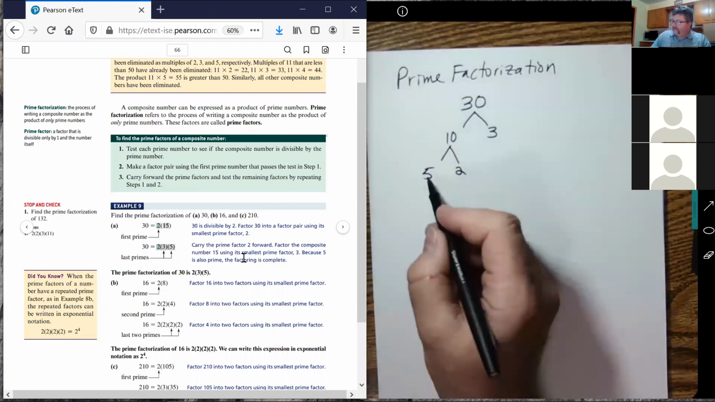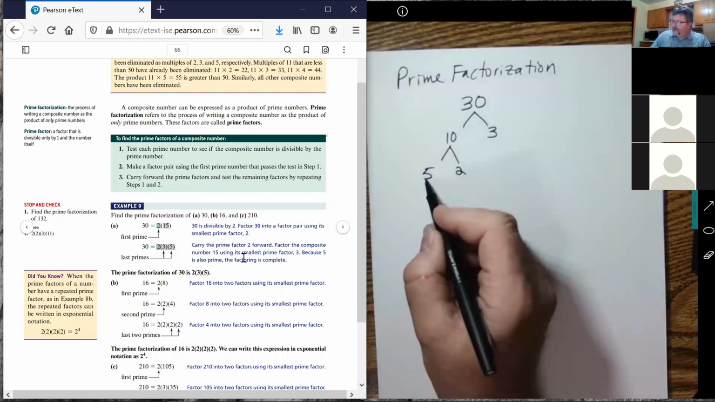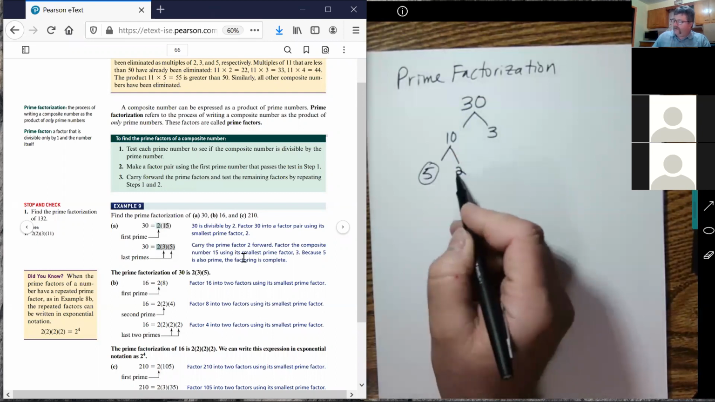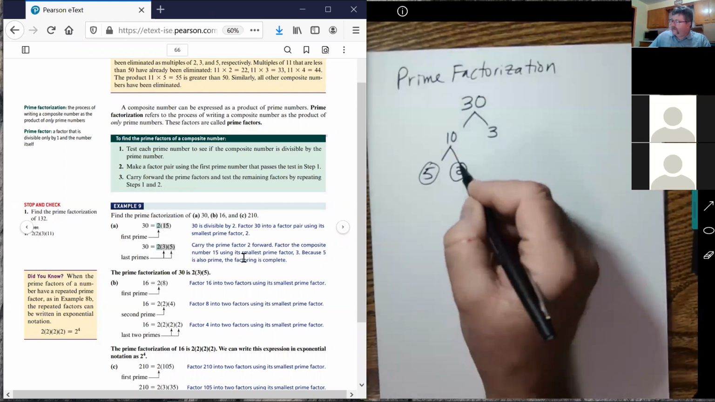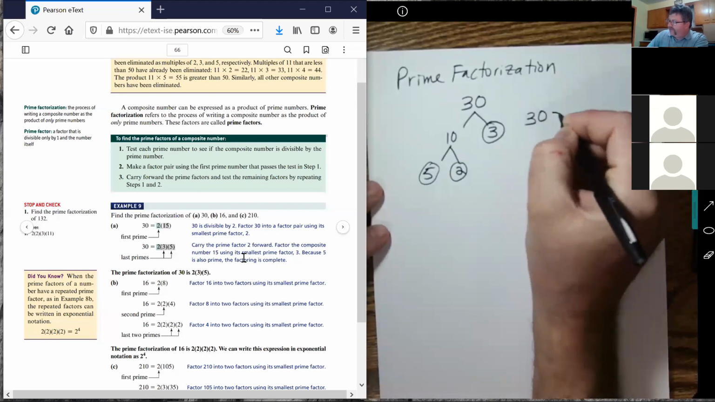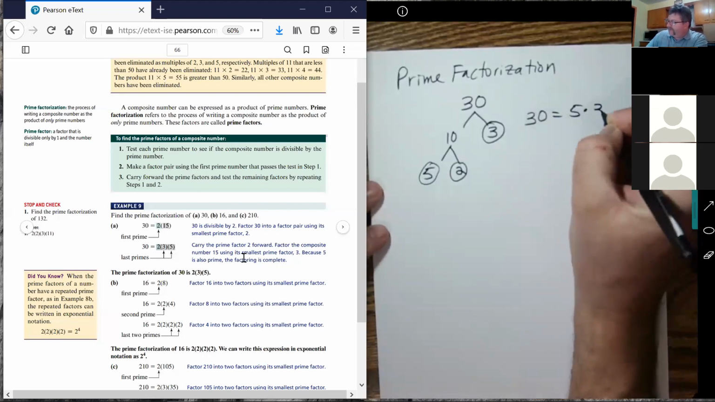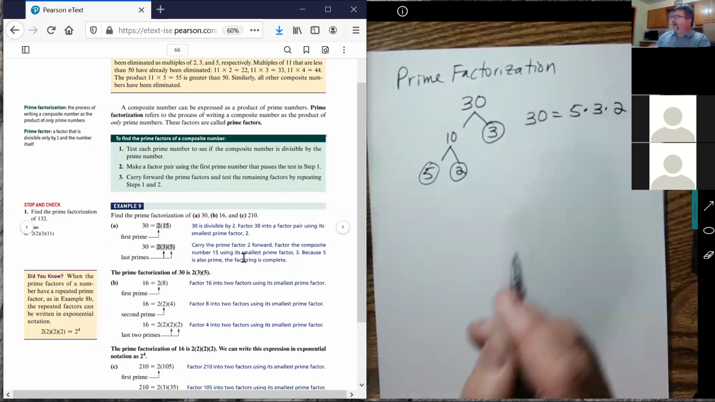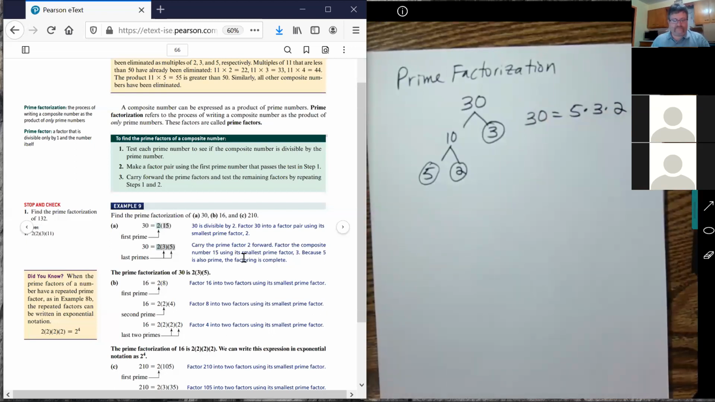Then I ask myself the same question with 5. Are you prime? Yes, you are. So I'm going to circle it. Are you prime, number 2? Yes. And yes. So once I get all the way to primes, that's what we call the prime factorization. It's just a different way to write that 30. 30 is really the same thing as 5, and I'm just writing them in descending order, times 3 times 2.